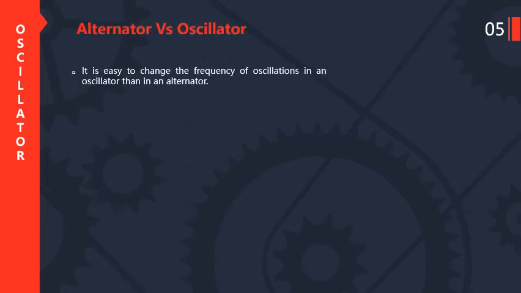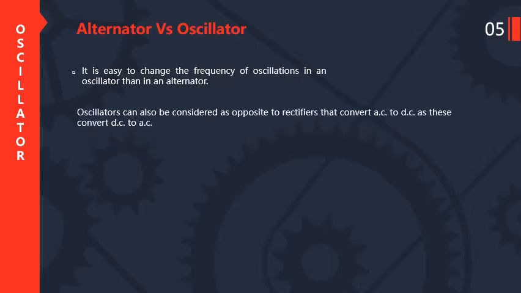It is easy to change the frequency of oscillation in an oscillator than in an alternator. तो अल्टरनेटर के कंपैरिजन में ऑसिलेटर में फ्रीक्वेंसी को चेंज करना बहुत ही आसान होता है. Oscillators can also be considered as opposite to a rectifier that converts AC to DC, as these convert DC to AC.